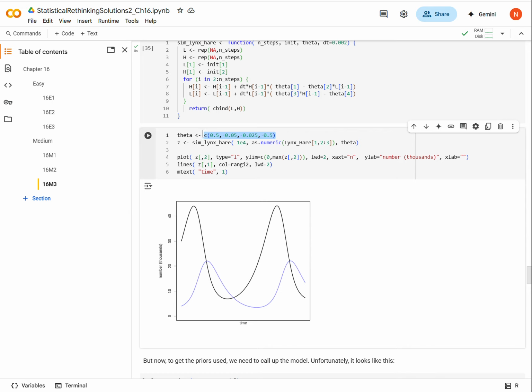To demonstrate how this function works, the chapter gives exactly this example right here. And we get this dynamic, where the hares, I believe, are the black line, and the lynx are the blue line, right? You can see that they move together across time. Hopefully you're familiar with the lynx-hare model in the chapter, so that makes sense to you.